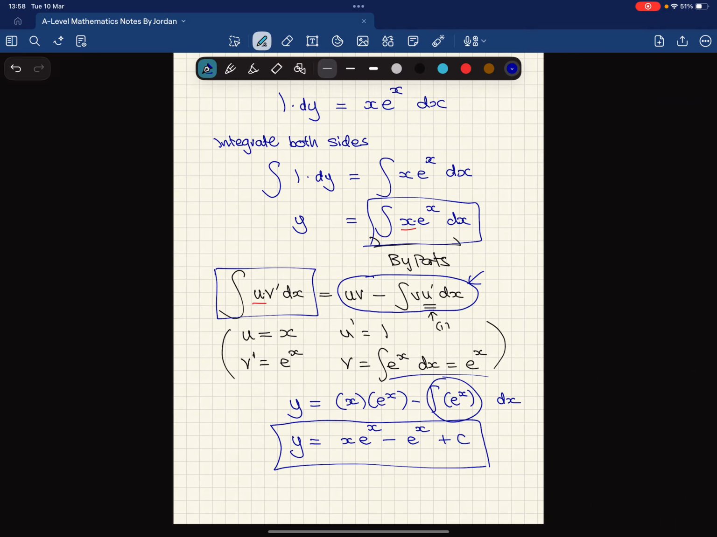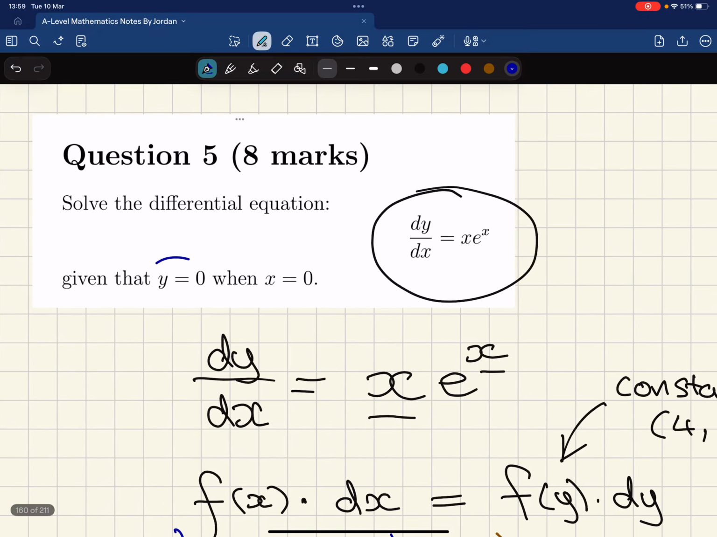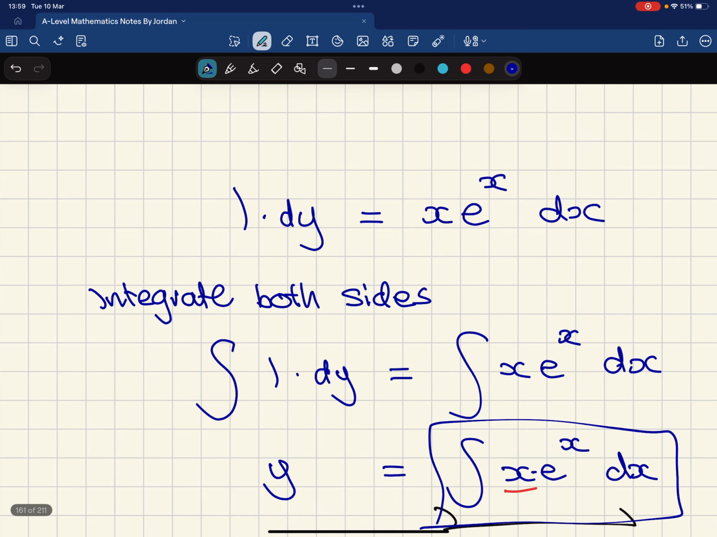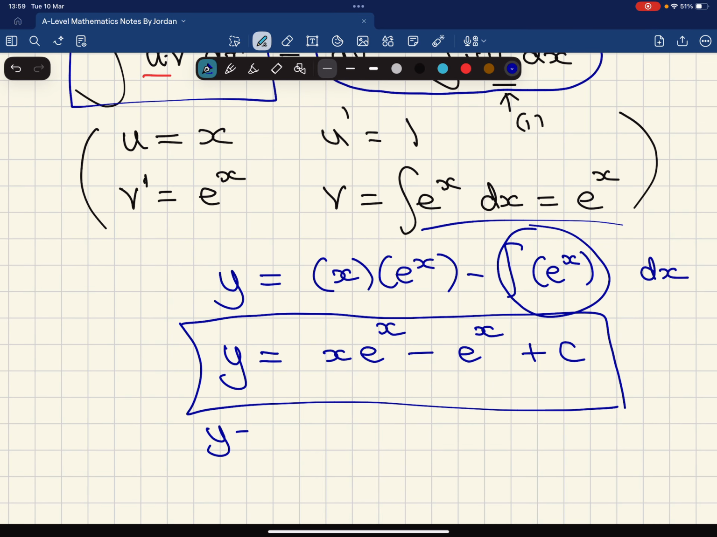Just going back to the start of the question, you should see that you were given a value of y and a value of x. The reason they do that is because this will allow you to calculate the constant. So these two here give you the c that we require. Let's have a go at that now. Finally, last thing to do is to just substitute in that we have x and y both being 0. So this will give us 0 for y, 0 for that x there. We've got e to the power of 0 minus e to the power of 0 plus c.